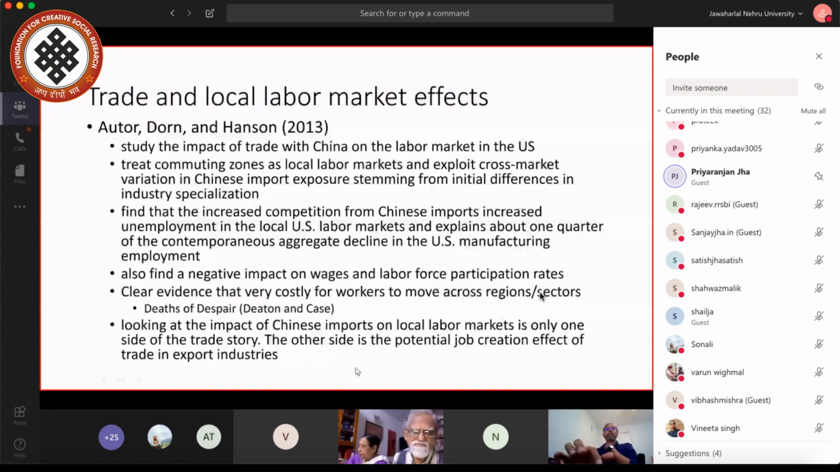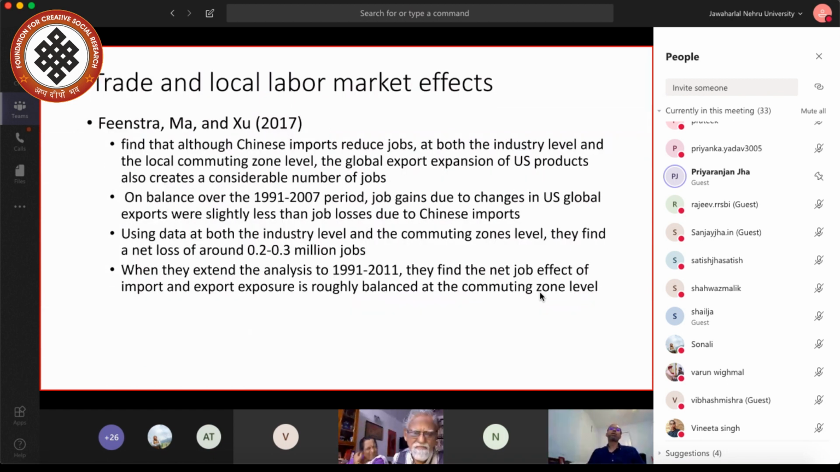Okay, now looking at the impact of Chinese imports on local labor markets is only one side of the trade story. The other side is potential job creation effects of trade in export industries. So there's a paper by Feenstra and a couple of his students. Robert Feenstra is a very famous trade economist at University of California, Davis. That is our sister campus.